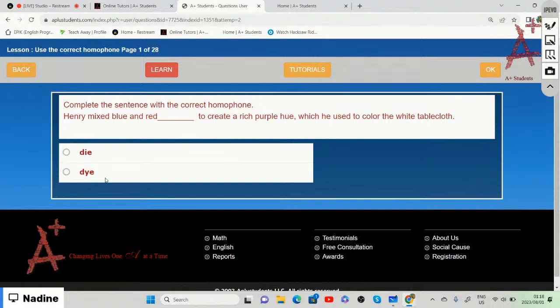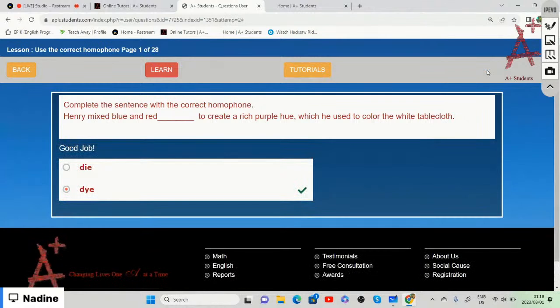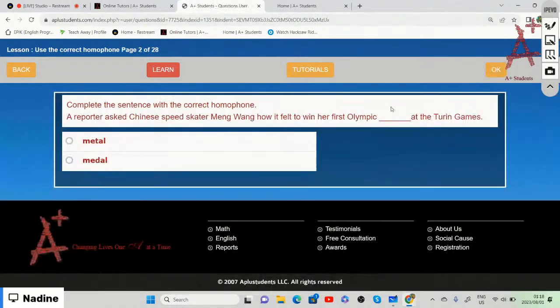So if we choose the correct word, then of course we're going to choose the second word, which is dye, because the first word means die or dead, right? So dye is to create a different color for either cloth or our hair or something, right? So dye, which is the second option. So if you have the second option, then well done.